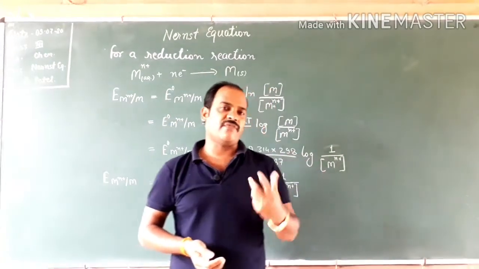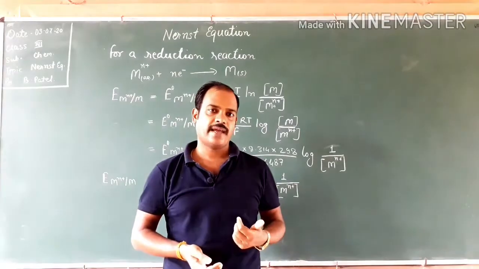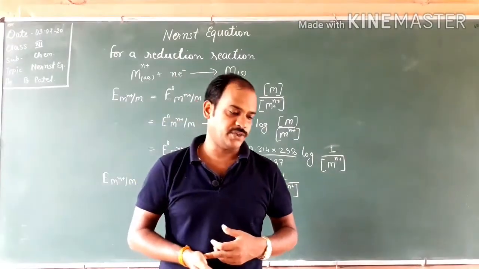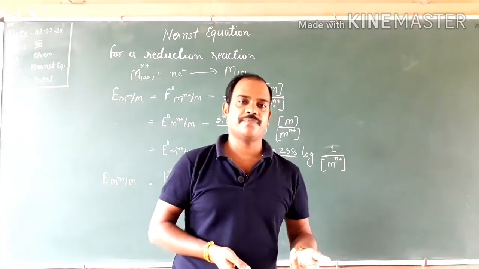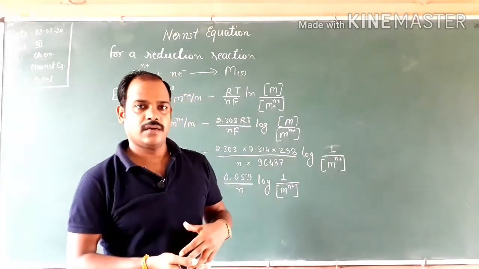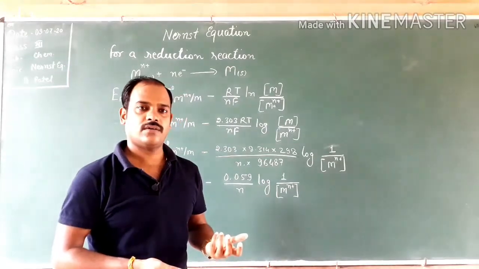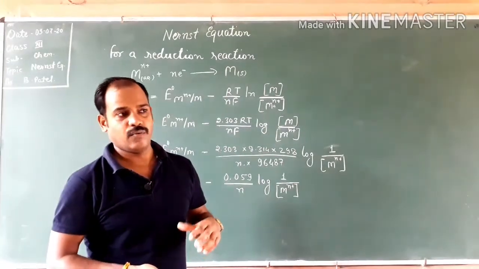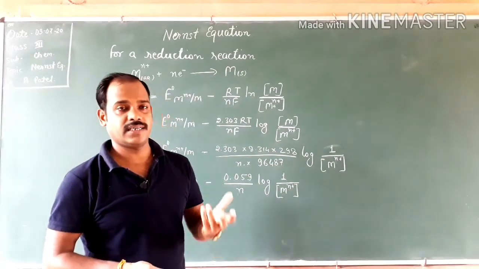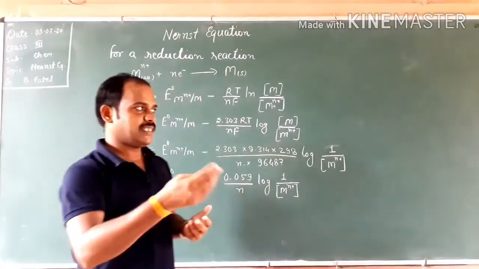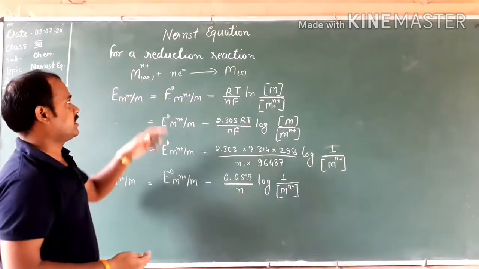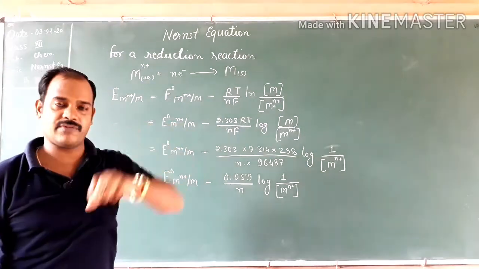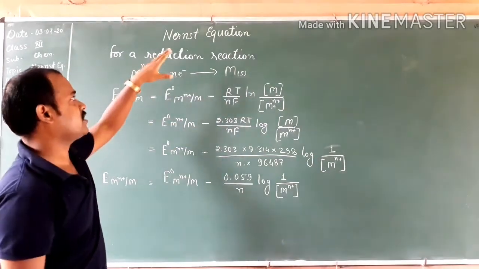So what will be the effect of concentration and temperature on the standard electrode potential? If we increase concentration, will the electrode potential of the cell decrease or increase? What will be the effect of temperature? This effect was studied by the scientist Nernst, and he proposed an equation which is known as the Nernst equation.